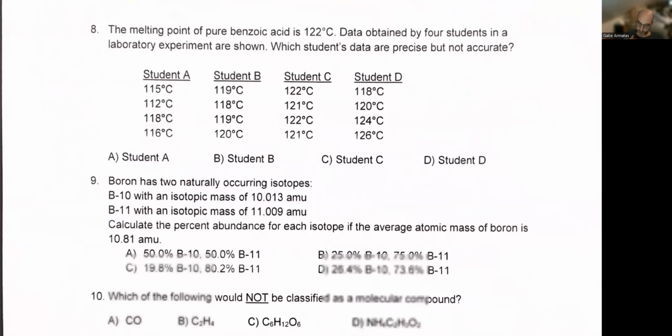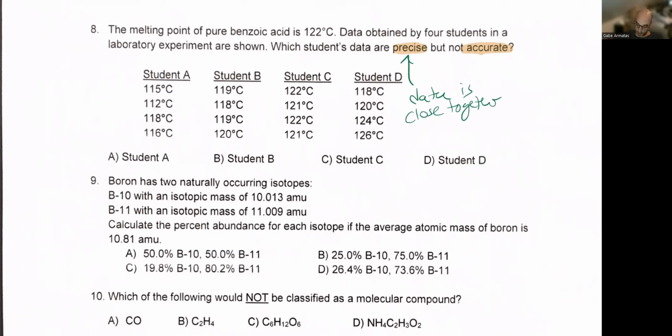All right, next up. The melting point of pure benzoic acid is 122 degrees Celsius. Data obtained from the 4 students in a laboratory are shown. Which students' data are precise but not accurate? Okay, so we have to define these two things, precision versus accuracy. This is just knowing definitions. Precise means that all of your data is clumped together, so data is close together. Every single trial you do is really close together.